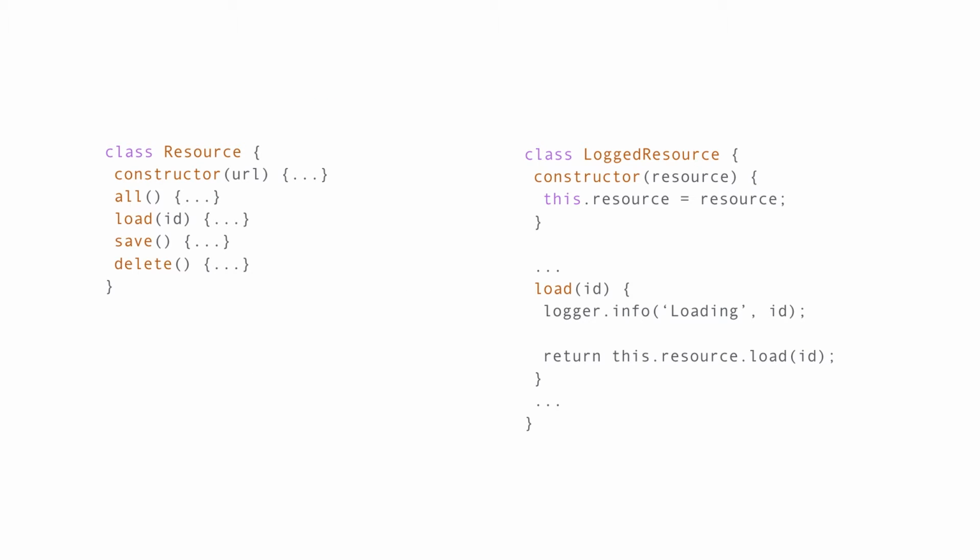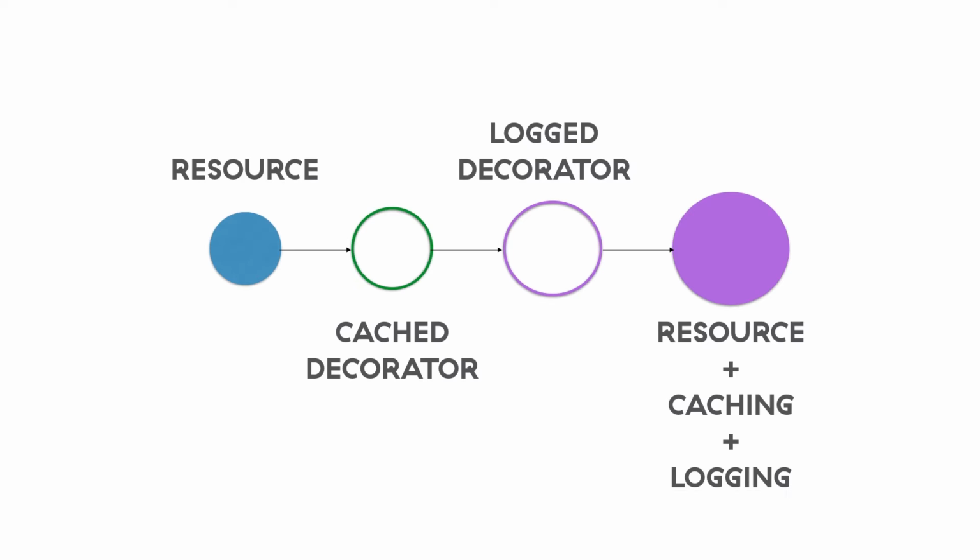And this is a simple example. We have a resource which knows how to save itself and load itself and all the CRUD operations. And then we say, okay, we know how to log it when it does its operations. And we can take this resource and we can say, okay, let's wrap it in a caching decorator. And now it knows how to cache itself. And we have a cache resource.